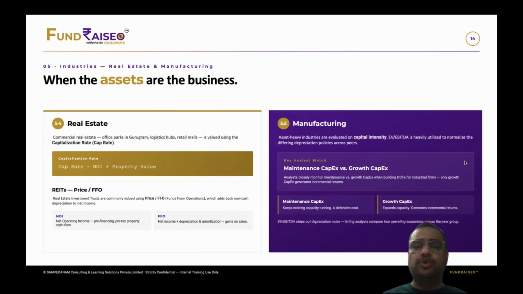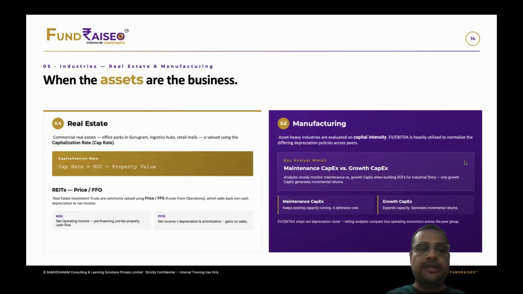Now let's talk about those companies which have a lot of physical assets. For example, let's take one of the sectors, which is real estate. Real estate, we understand, has two types, which are commercial and residential. Let's talk more from a commercial point of view. Commercial real estate is nothing but office parks, logistics hubs, and retail malls. These are all valued using the capitalization rate. What do we understand by capitalization rate? Capitalization rate is nothing but the net operating income which these commercial properties are able to generate, divided by the property value, because that creates the valuation for the commercial real estate we're talking about.